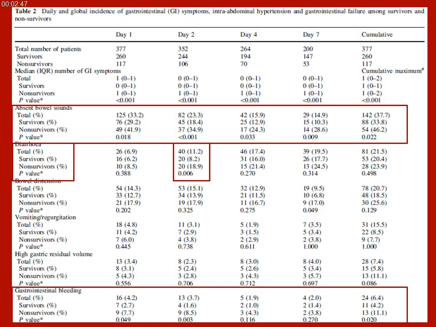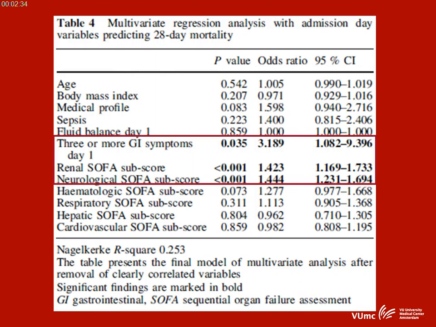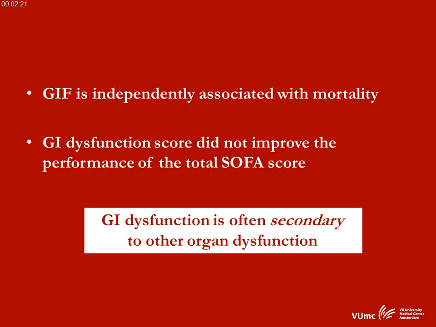They can be a problem, of course, but they were not associated with mortality. And we looked at the gastrointestinal failure score, having 3 symptoms, and patients with that score had a higher mortality. In the multivariate regression, the gastrointestinal symptom score, renal score, and neurological SOFA score were predictors of mortality. It was independently associated with mortality, but if we put this score up against the SOFA score, it was not an independent predictor.